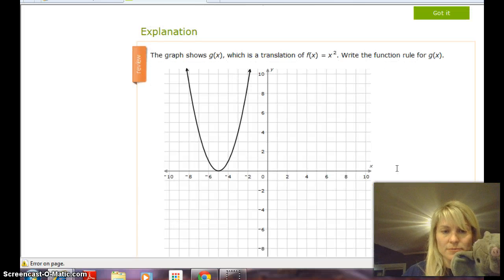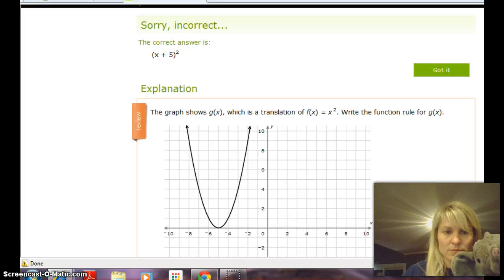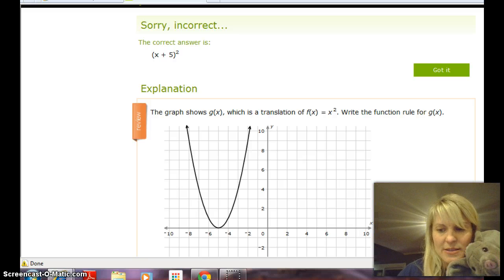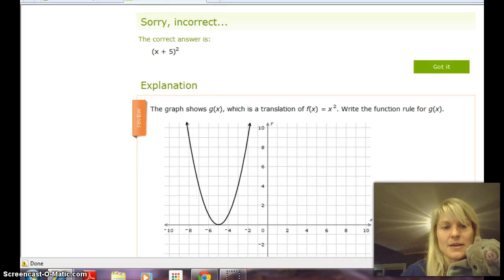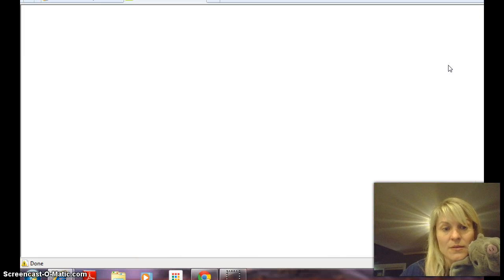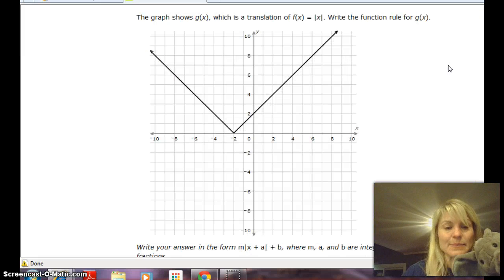Uh-oh, what'd I do? The correct answer, oh, I put the squared on the inside. I'm supposed to put it on the outside. Sorry, I forgot to do that. Don't make my same mistake. I put x squared on the inside. It was supposed to be x squared on the outside. Sorry. Forgot about that. Silly mistake.